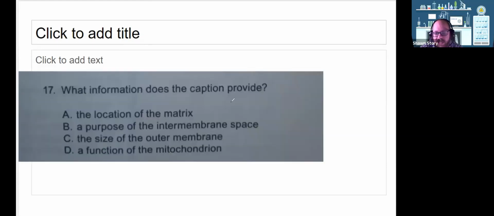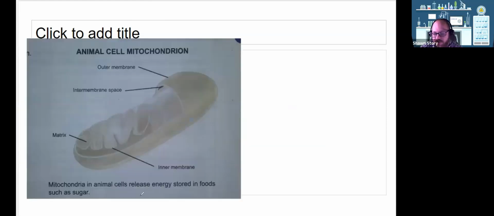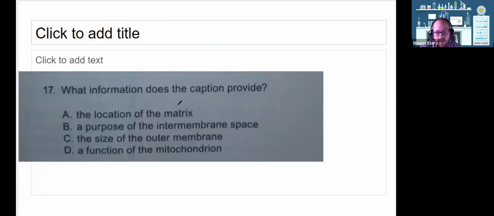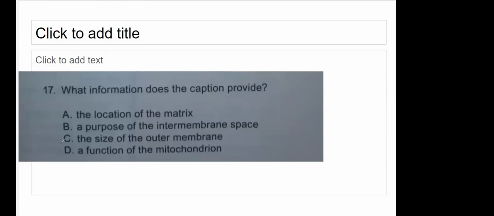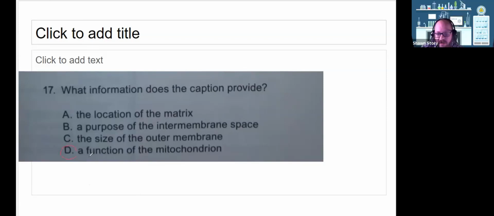What information does the caption provide? This caption here: mitochondria in animal cells release energy stored in foods such as sugar. What information does the caption provide? The function. Very good. It's the function of mitochondria, and we know that they are the powerhouse. All right, perfect.